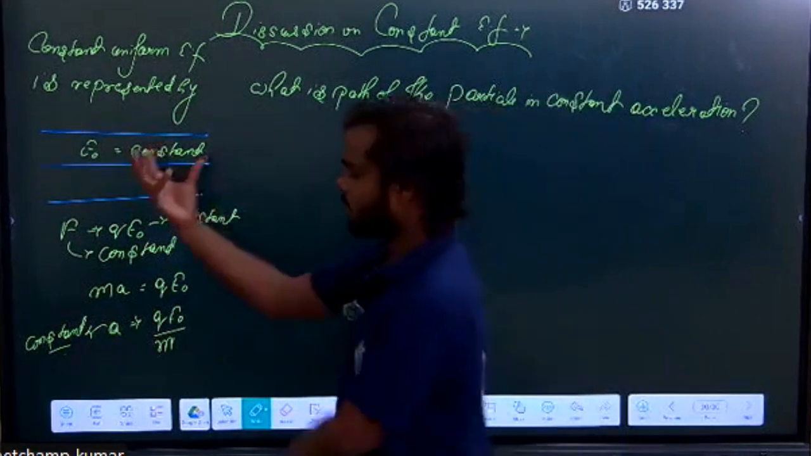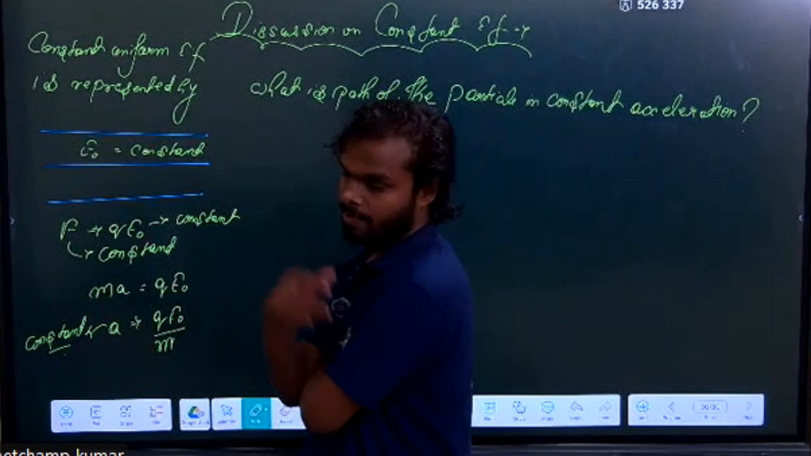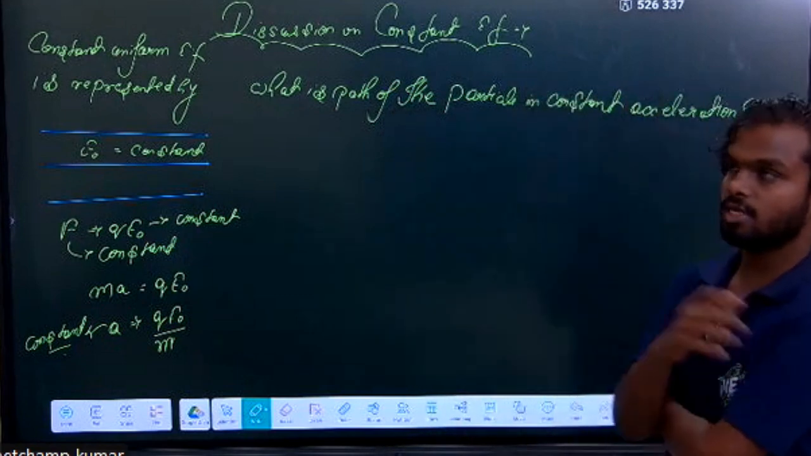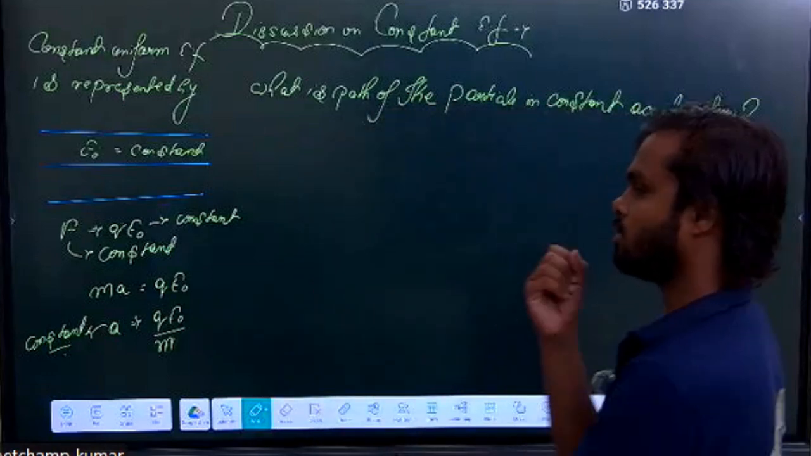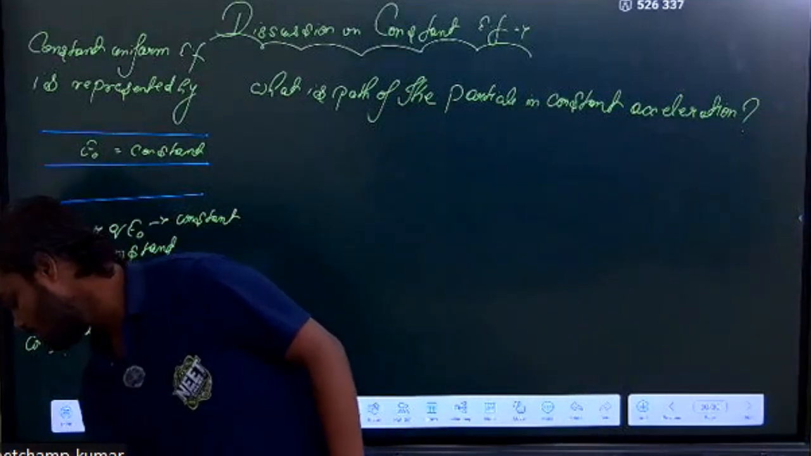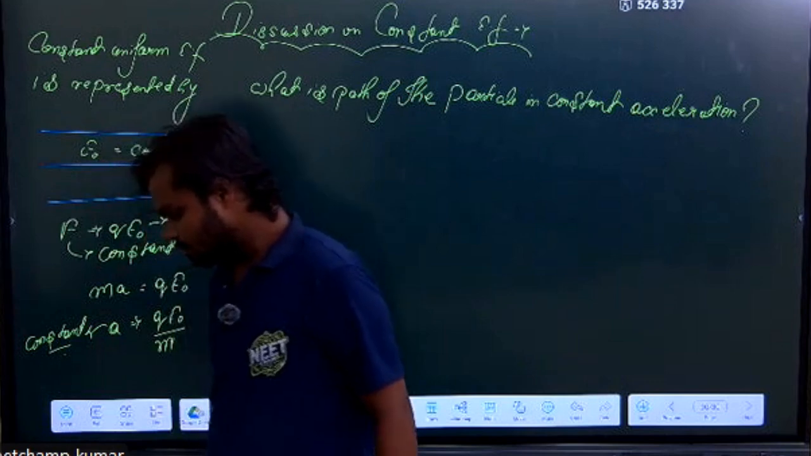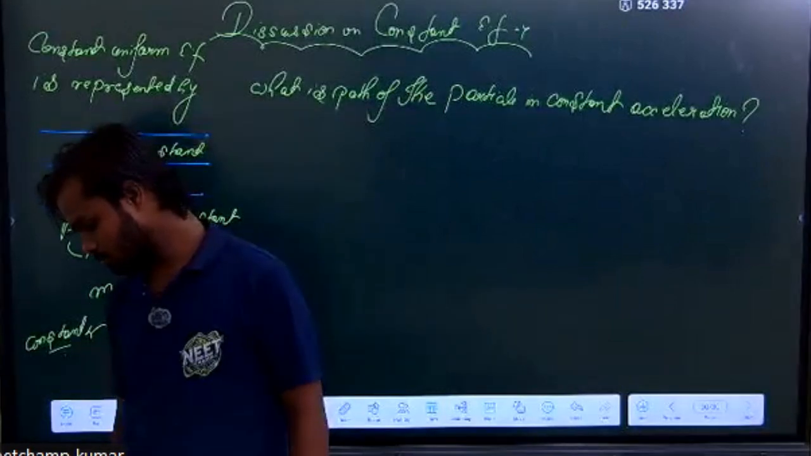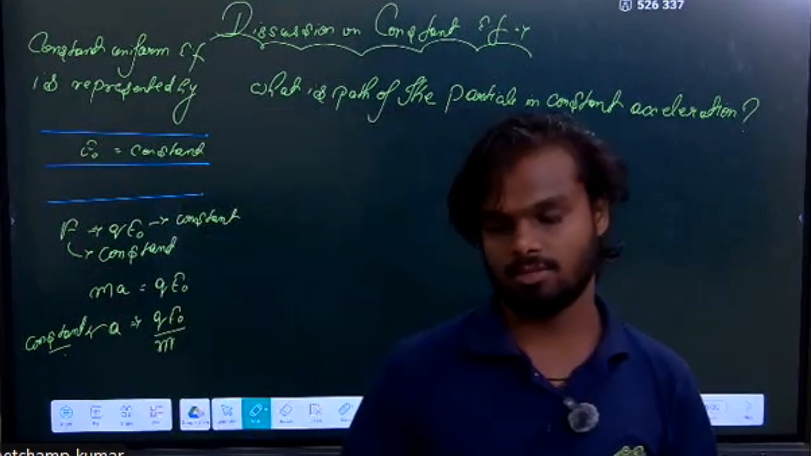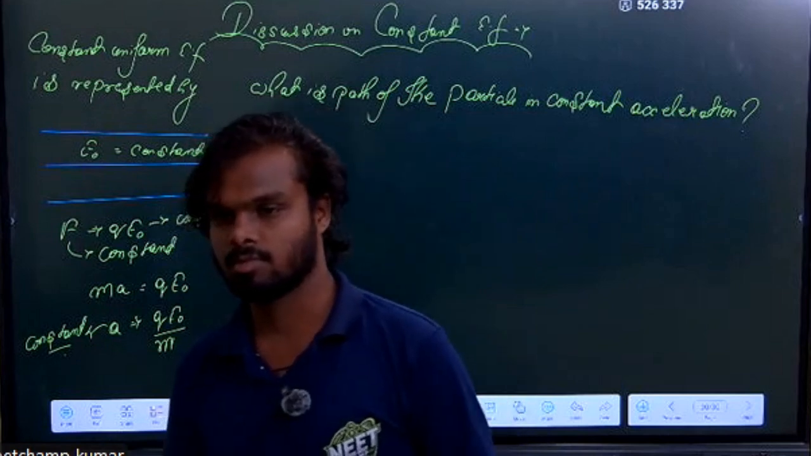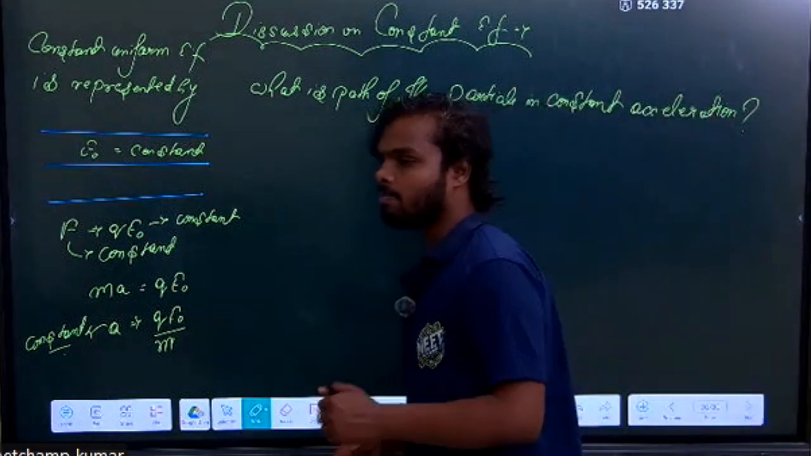See, we have considered a constant electric field, so our force will be constant. If the force is constant, we know that acceleration is going to be constant, right? Now my question is very simple. If it is a constant acceleration, then what will be the path of the particle? What are the possible paths it can have? That is my simple question.